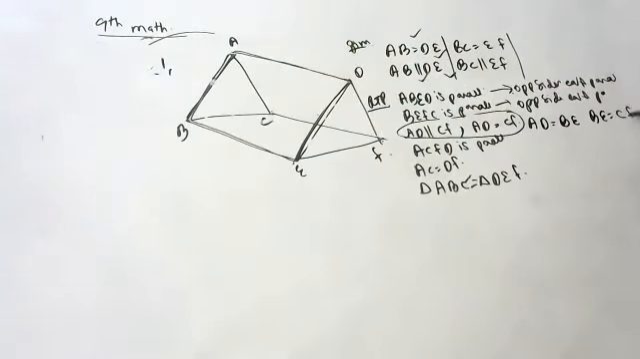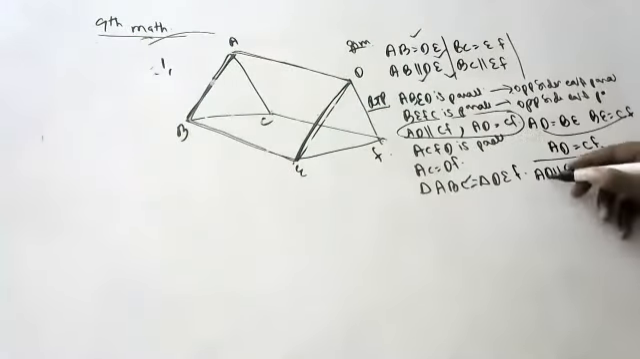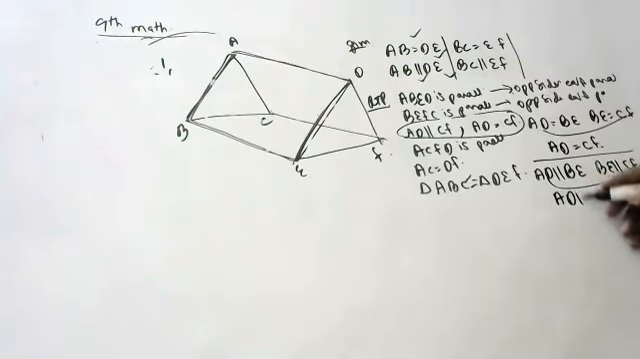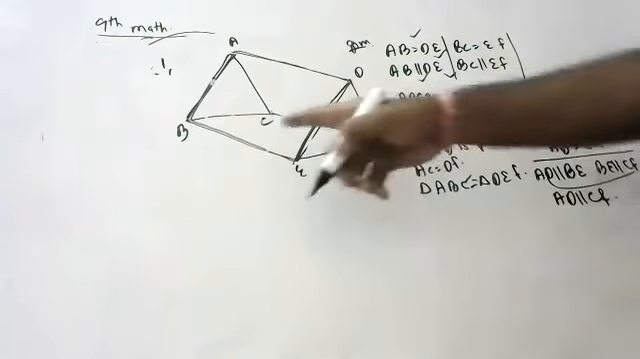This is equal to this, this is equal to this, so these both are also equal. Again, I am saying this is parallel to this. Why? It's a parallelogram. Next, BE is parallel to CF. Why? It's a parallelogram. So AD is parallel to CF.